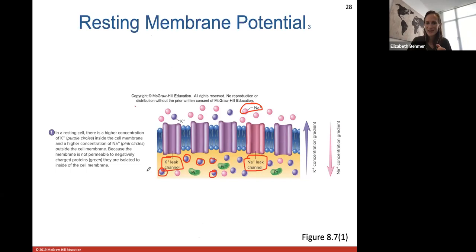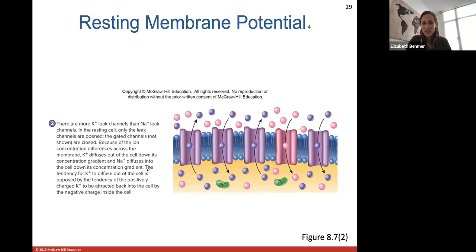So here it's showing there are more potassium leak channels than sodium. So you'll just see potassium leaking out of the cell. And again, in green, you see these huge negatively charged proteins. So this is what gives the inside of the cell at resting the resting cell potential of about negative 70 millivolts. So remember, we're talking about potential. So we're measuring a charge, a voltage. So the inside of the membrane at resting is about negative 70 millivolts, mainly due to these negatively charged proteins. But this is just showing how leakage channels are always open, but there's just more potassium.